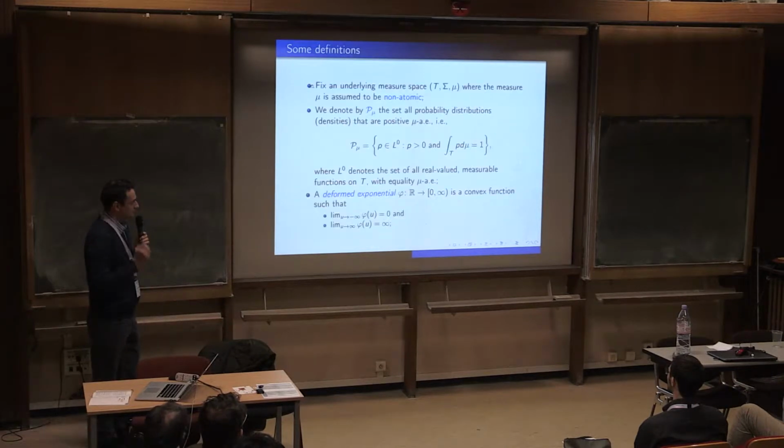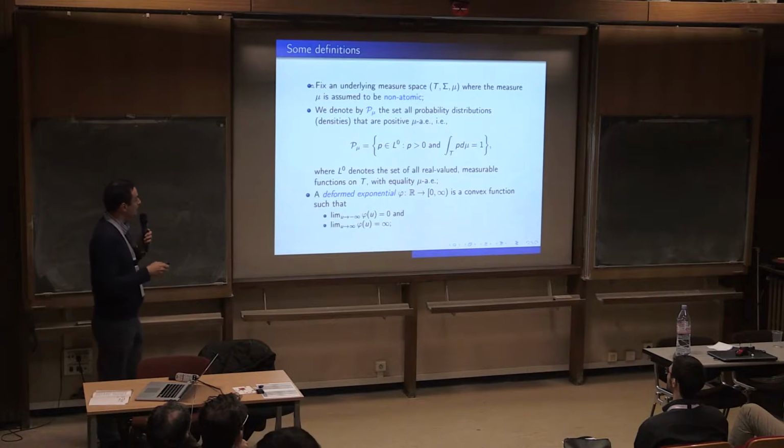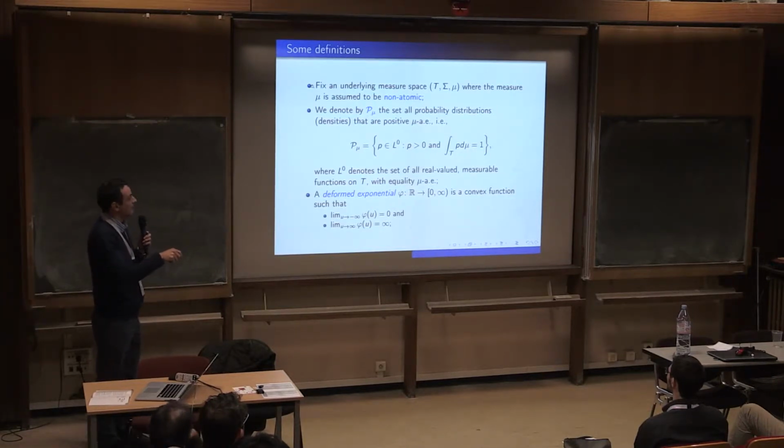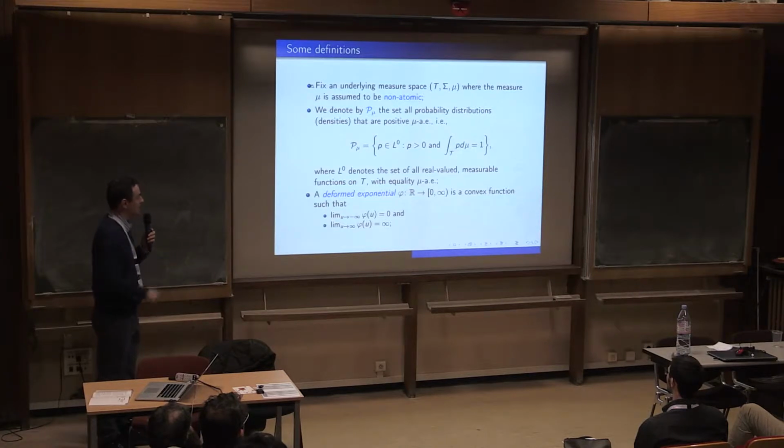Okay. So there is a lot of math here. Of course, I'm going to skip the boring details. We are assuming a measure space, which should be non-atomic, and then we are considering the set of all probability distributions lying over a manifold P of mu. This L0 denotes the set of all measurable functions over T, saying that all those functions should be probability distributions, with the integral equal to 1.